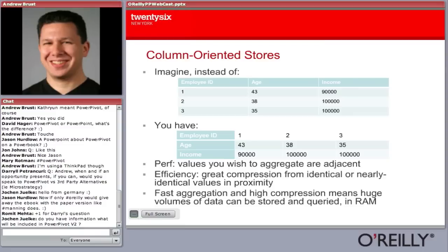Take a look at that lovely turquoise table there, where I created an overly simplistic employee table with a few rows in it. Now imagine if, in effect, we pivoted that, right? And instead of putting all the values for a given row next to each other, we actually put all the values for a given column next to each other.